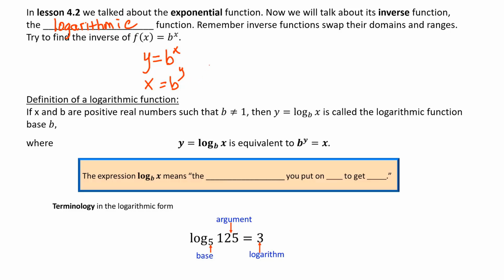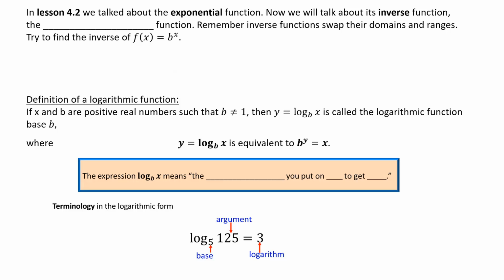But right now, we don't really have a way to solve this kind of equation for y. Y is in the exponent. How do we get it out? We don't really have a way. So that is what logs are going to help us do, is solve that kind of equation when you have your unknown in the exponent.